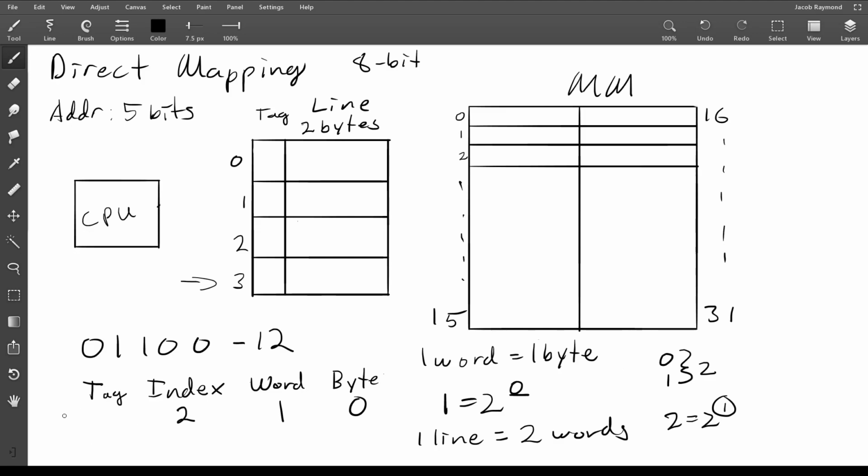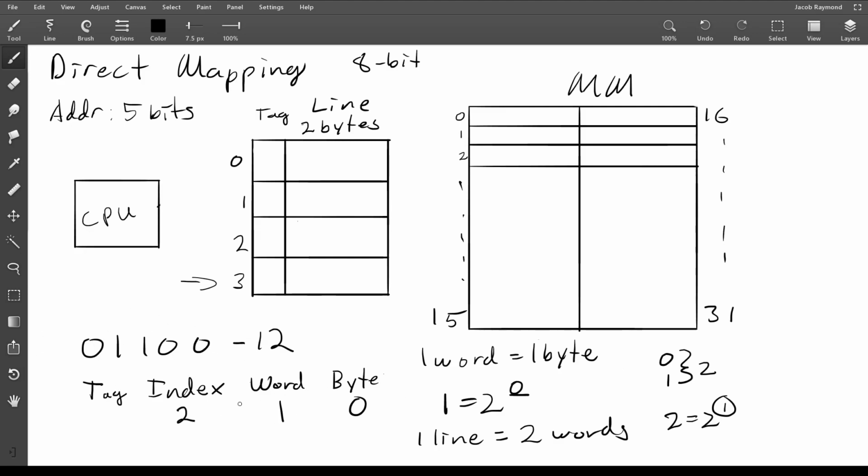And then the tag we're just going to always define as being whatever's left over. Within the address, we'll use the index to figure out which of these locations in the cache it's going to be for the direct mapping. And then we'll store the tag for whatever address this data corresponds to here. And so all we need to do is go look at the index, go to that index in the cache, and then look at the tag and compare it to the tag of the address that we're trying to access. And if those match, then we know that the data that's stored here is the data that we want from the main memory.